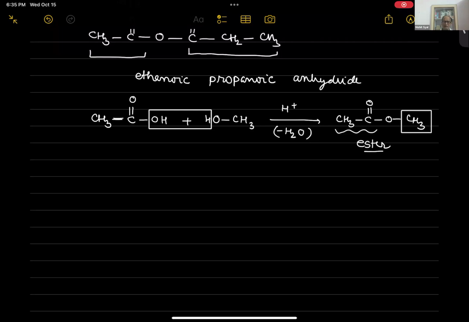So now tell me the name. Word root, primary suffix, secondary suffix, and ultimately we are going to reach the full name of this compound. Got it?